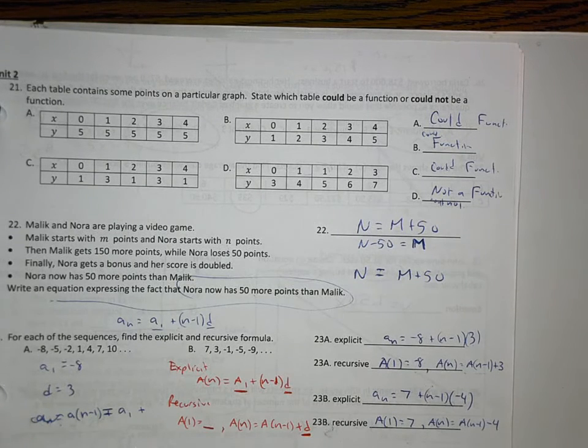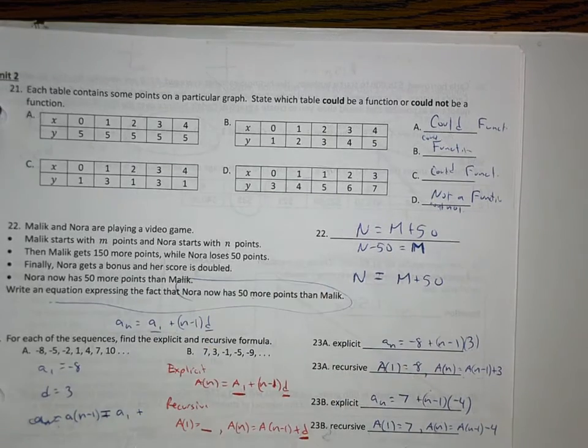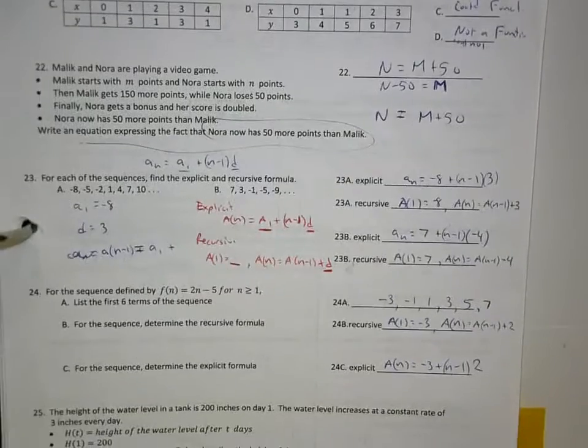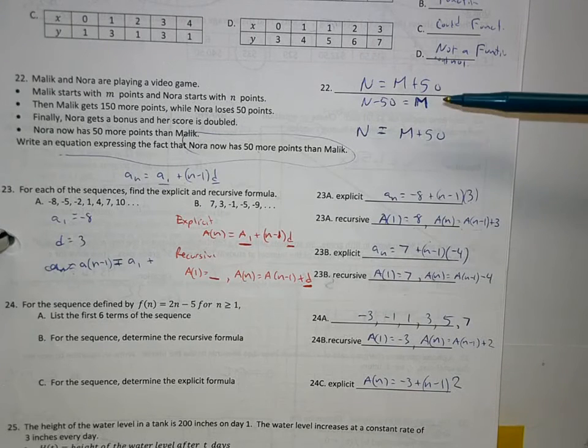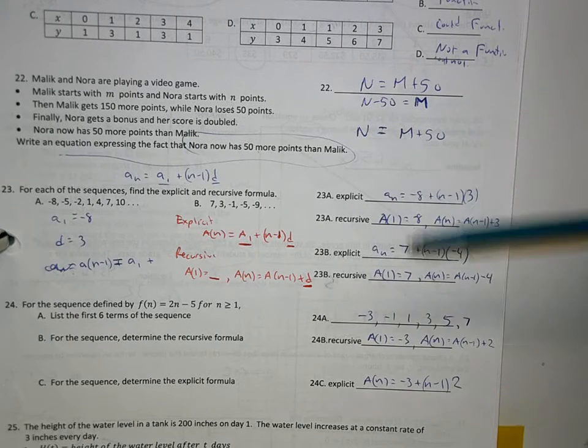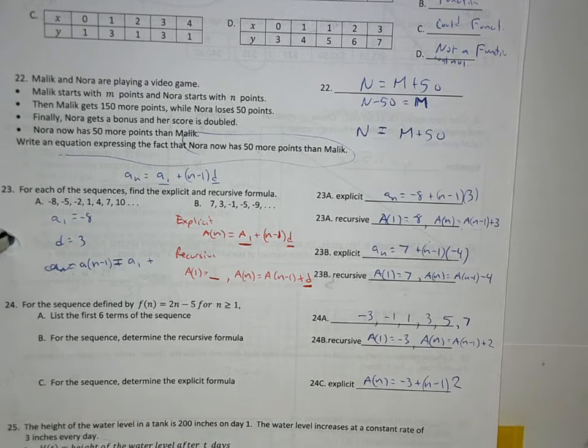What questions do you have over Unit 2? We haven't gone over all these answers yet, but I'm curious. Did you have issues on 22, 23, 24, or 25? Anybody have issues with those problems? Things you want me to explain? Ashley? Can you go over 22? 22. Let's do it.